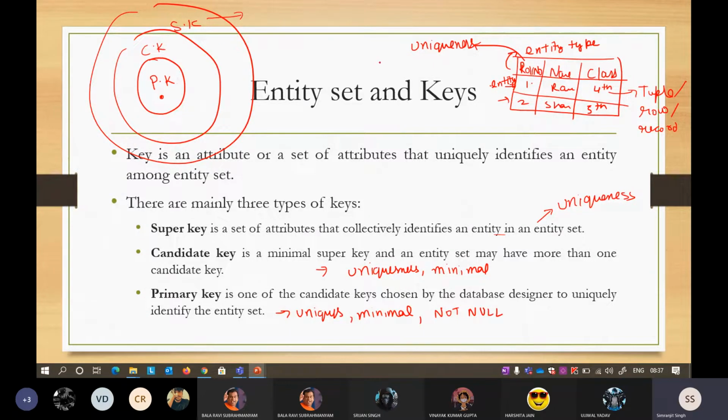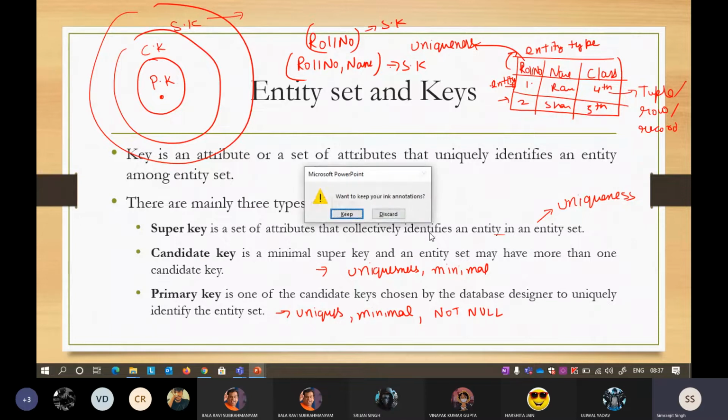Now what actually is a super key? A super key has the constraint of uniqueness. Here, this roll number can be referred to as a super key, so there is no problem with that. If I combine the roll number with the name, it is again unique, so roll number combined with name can also be referred to as a super key. Let me take these examples.